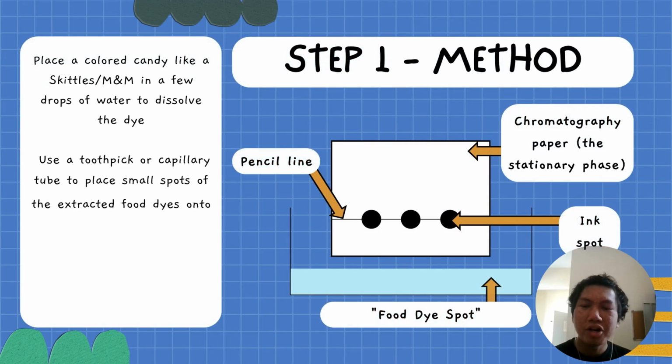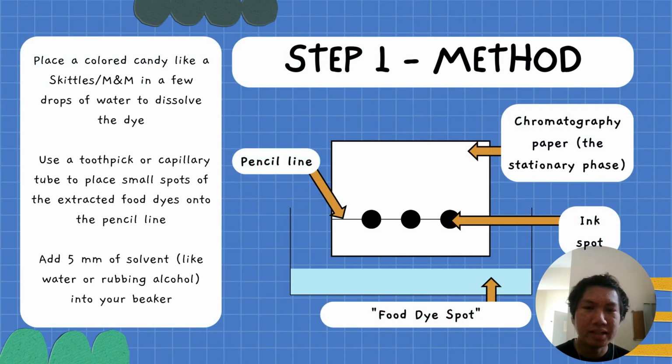Now, we are going to talk about the method in chromatography. For step 1, we place a colored candy like a Skittle or M&M in a few drops of water to dissolve the dye. Use a toothpick or capillary tube to place a small spot of the extracted food dye onto the pencil line. Now, add 5 milliliters of solvent like water or rubbing alcohol into your beaker.